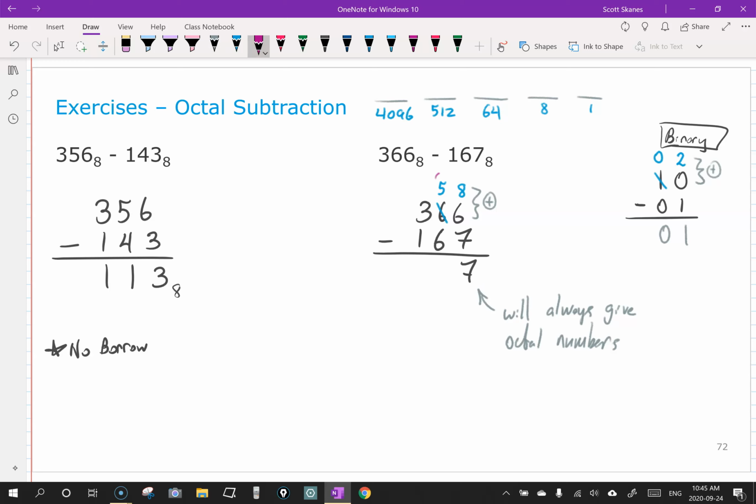Same situation here. We've got a 5 minus a 6. We're not allowed to do that. So we borrow from the next column, brings it to 2. It gives an 8 to the first column. Remember, we stole a digit from the 8's place value column, which gives us 8 in the 1's column. Now we have 8 plus 5 minus 6, which is 7. Next column's easy. 2 minus 1, 1. So 177 is our final answer.